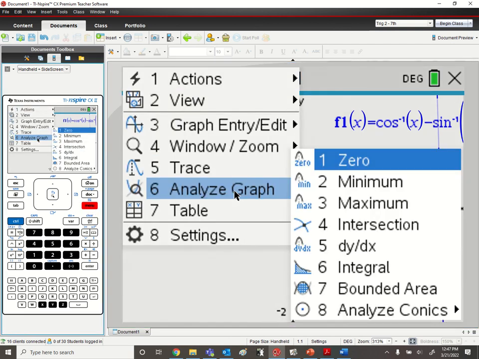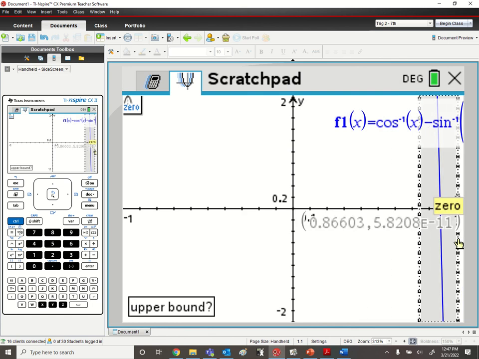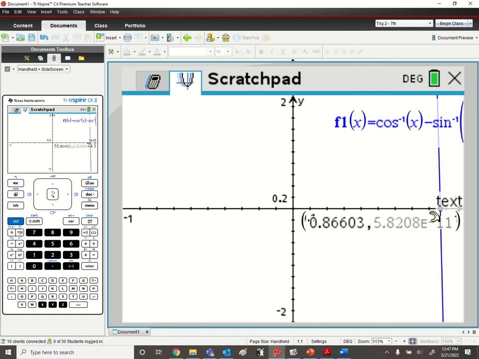Menu, analyze, zero. So I have this right here, which is going to give me 0.88, blah, blah, blah. Now, this 0.86603. Now watch this, because I'm going to cheat on my answers. I like cheating. You just have to know how to cheat well. I'm going to take this.